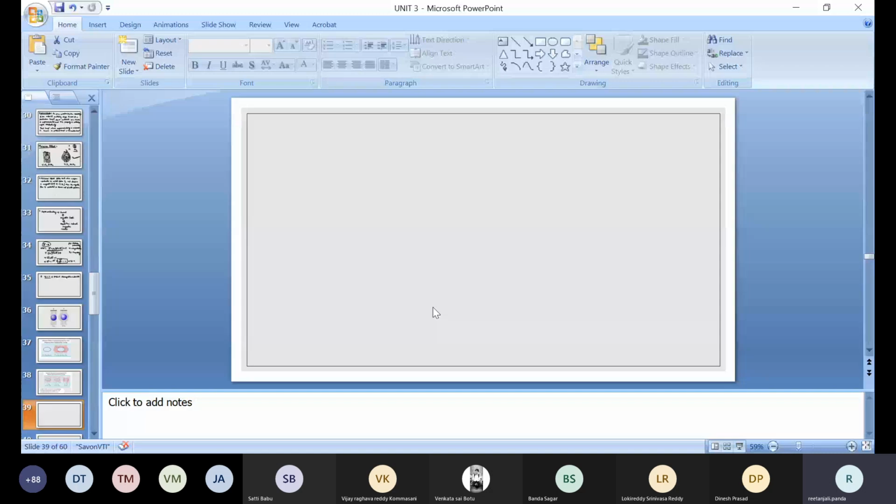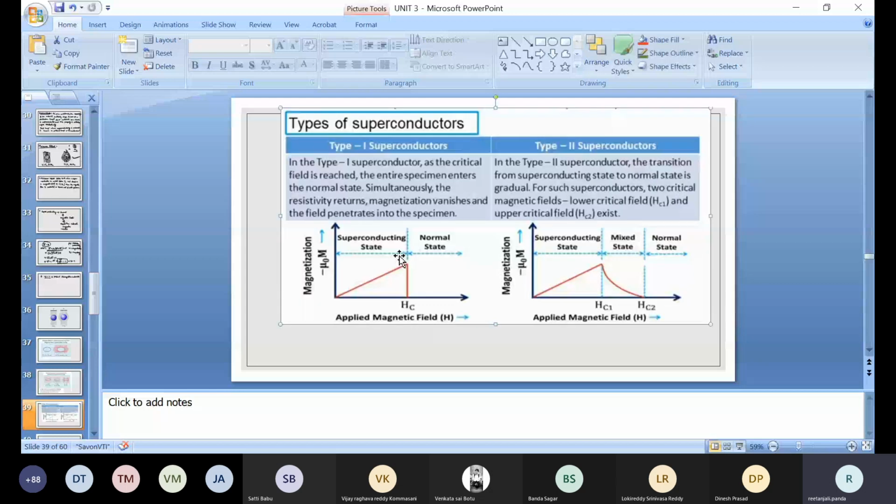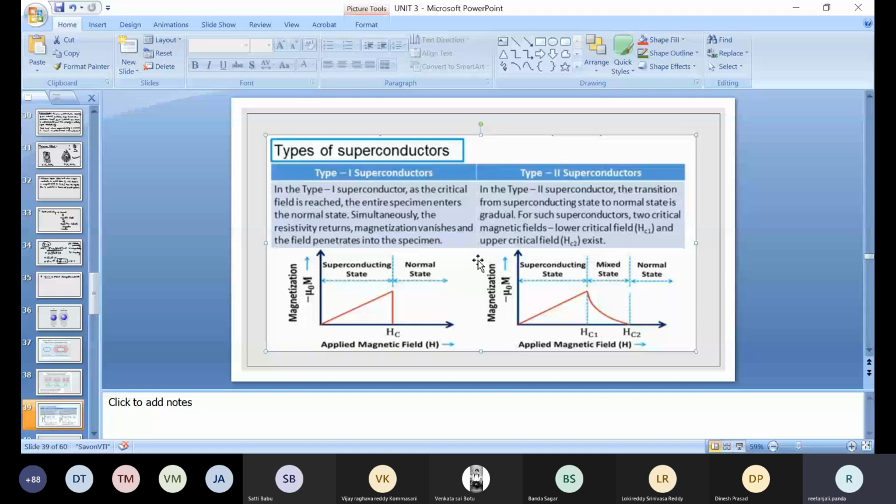That is your superconductor. We can say we are having two types of superconductor. One is called your type 1 and another is called your type 2, depending on its behavior. For the first one, you see this red line here, this is a total straight line that is proportional.